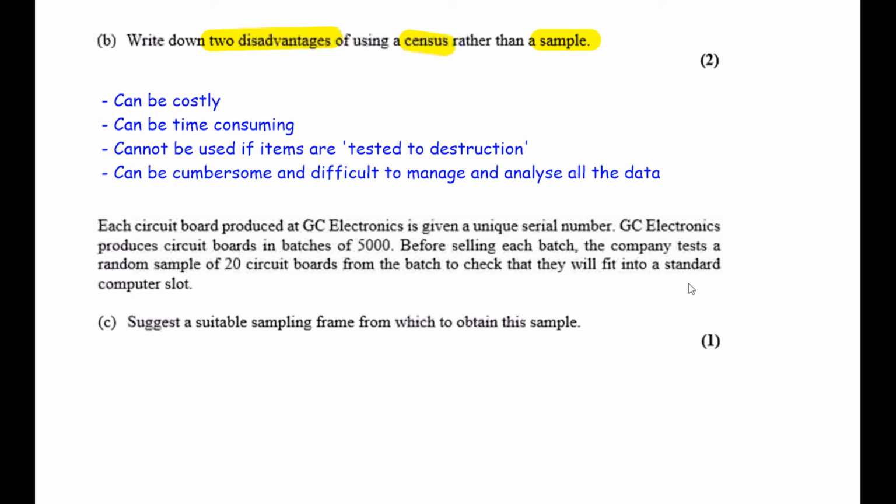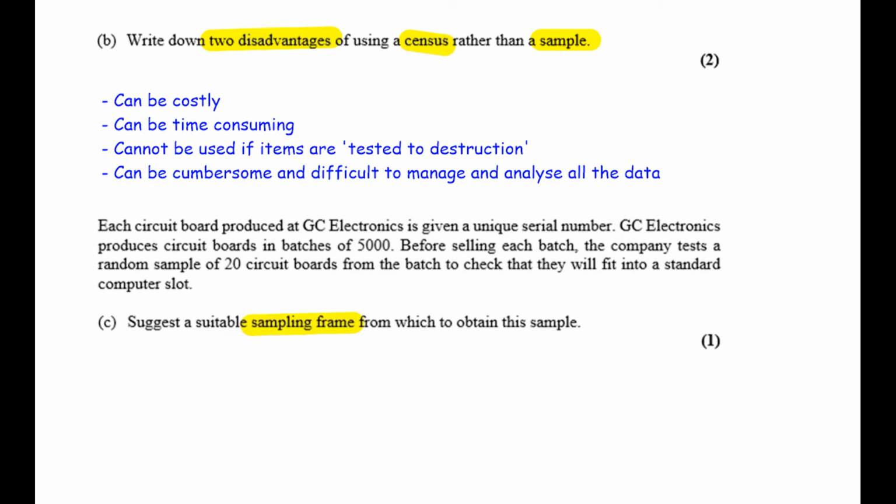Moving on. Each circuit board produced at GC Electronics is given a unique serial number. GC Electronics produces a circuit board in batches of 5,000. Before selling each batch, the company tests a random sample of 20 circuit boards from the batch to check that they will fit into a standard computer slot. Suggest a suitable sampling frame from which to obtain the sample.